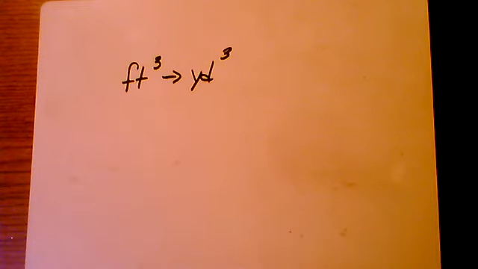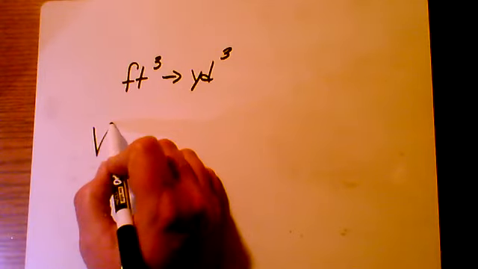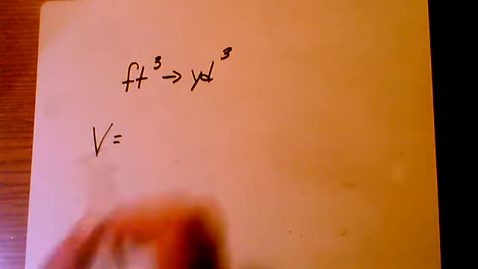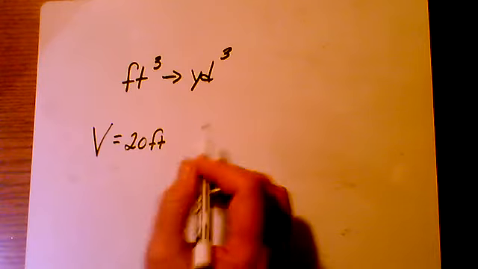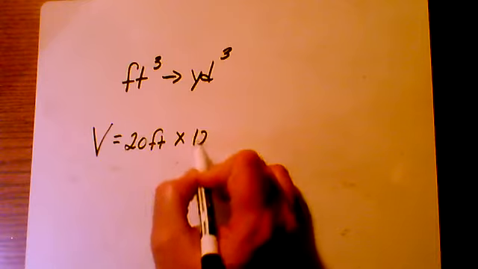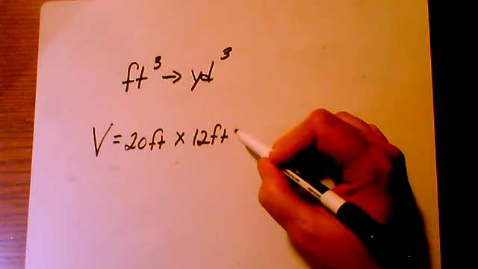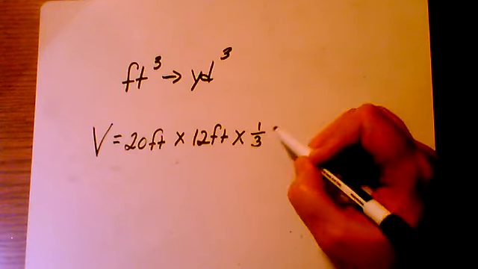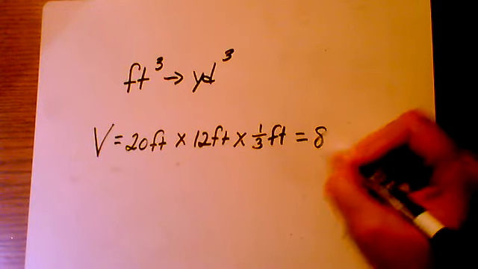So the very last problem on the worksheet involves volume, and we're moving from cubic feet to cubic yards. Okay, so the problem, we're looking for volume, and we know that a driveway is 20 feet long by 12 feet wide by 4 inches thick, and that would be a third of a foot. So that equals 80 cubic feet.